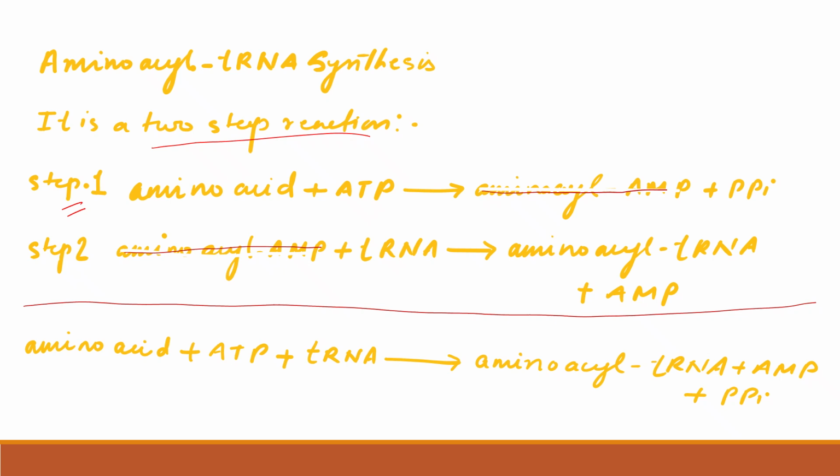So what do we have now? Amino acid, ATP, and tRNA. And what are the products? Aminoacyl tRNA, AMP, and PPI. This is the overall reaction of charging of tRNA.